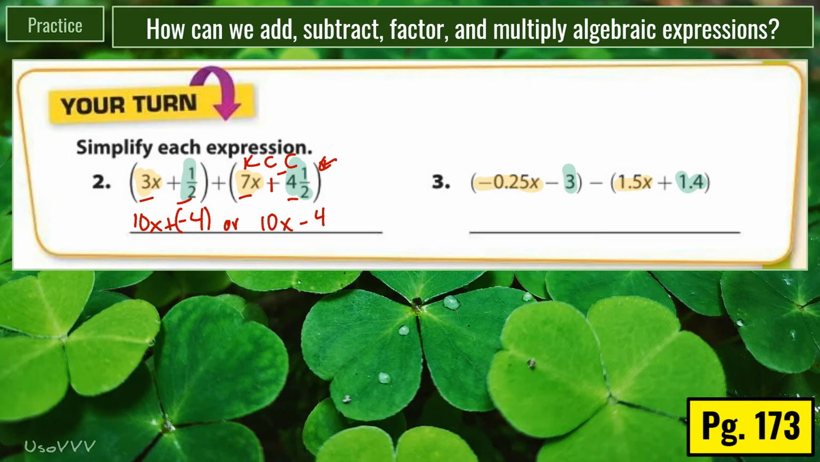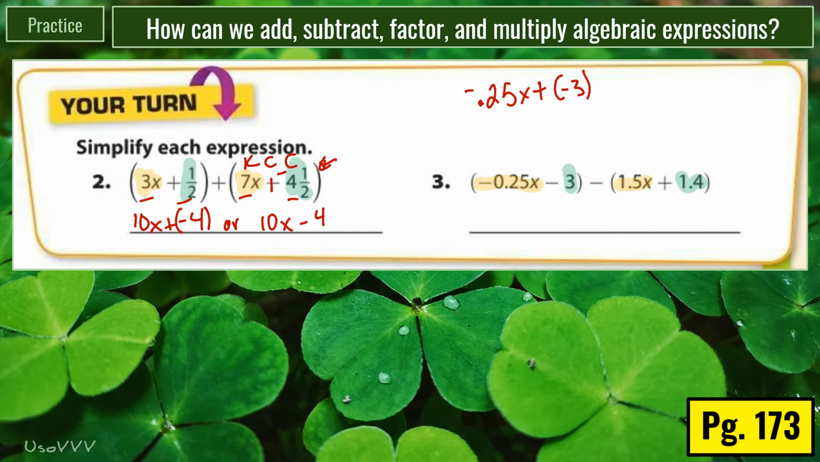We do have a little bit more in terms of subtraction, so I'm going to start by rewriting this first part of the expression. I know negative 0.25 is just negative 0.25x. But since subtraction, I can keep, I can change, and I can change. So I rewrote that first part.